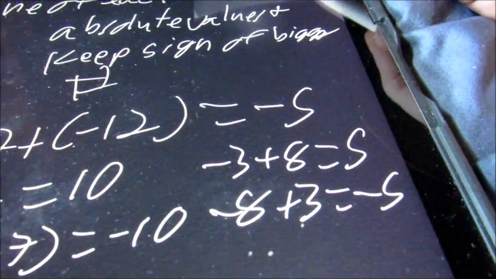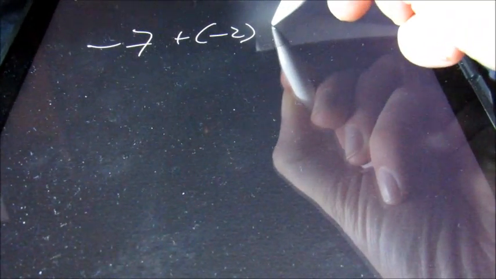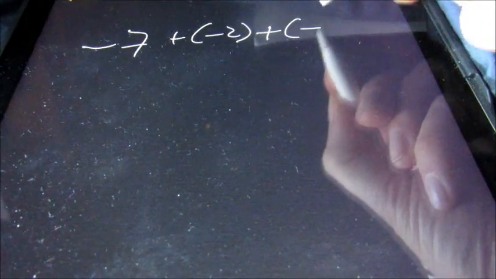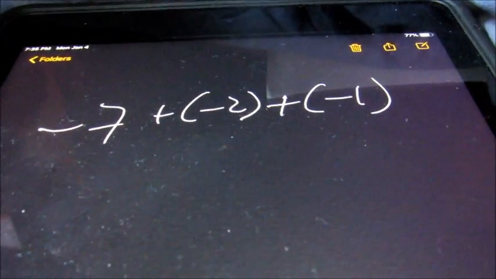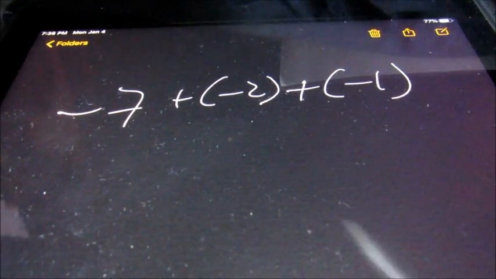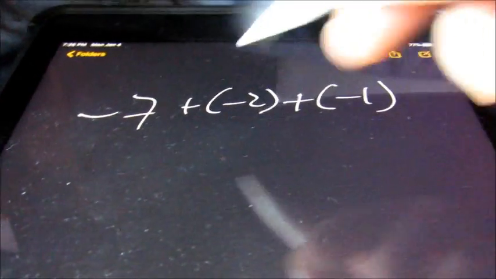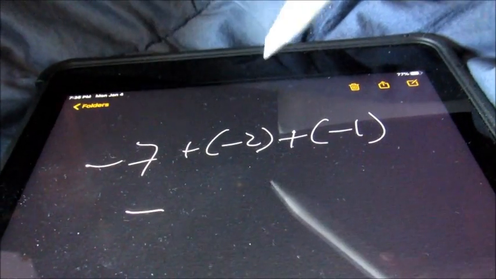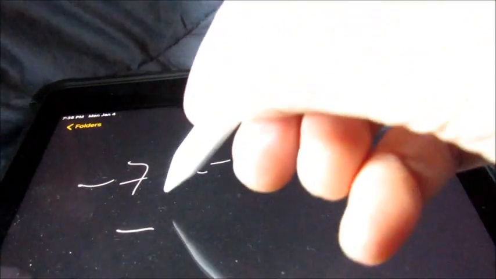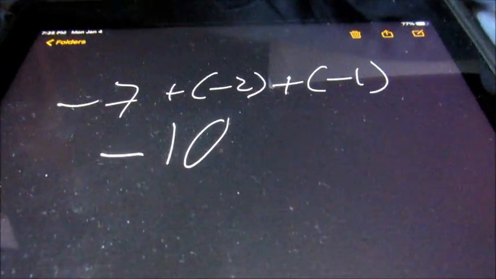And then finally, let's look at one that has a few more to it. Negative 7 plus negative 2 plus negative 1. So here we have 3 numbers. They're all negative and we're adding them to each other. So our answer is still going to be a negative, and we're just going to add the numbers. 7 plus 2 plus 1 is 10.